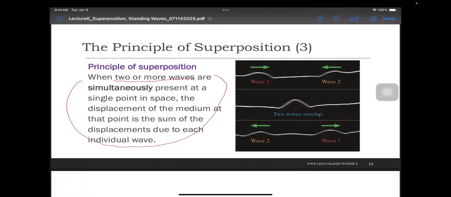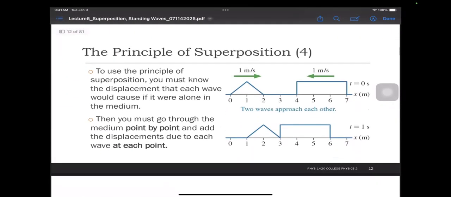Okay. After we talk about the principle of superposition, let's try to understand this one. To use the principle of superposition, you must know the displacement that each wave would cause if it were alone in the medium. Here, you can see there are two waves. One is a triangle, the other is a square, and this wave travels in this direction, this wave travels in this direction.